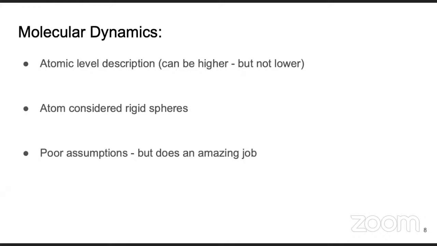So what we do is say that atomic level description is a reasonable compromise, or anything that is coarse grained. So atoms are considered as rigid spheres, and the reason this is popular is that even though these are very strong assumptions, when we run these simulations and match them to actual experiments, there is a very high degree of agreement. So what we see in a computational world is what is seen in the experimental lab as well.